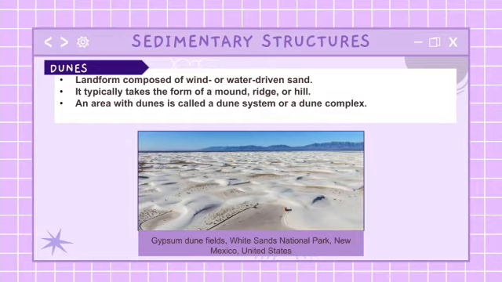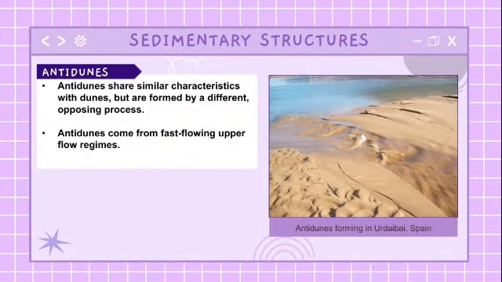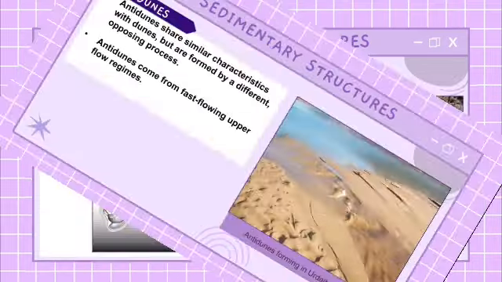An area with dunes is called a dune system or a dune complex. And here is an example of a dune. Next is anti-dune. Anti-dunes share similar characteristics with dunes, but are formed by a different opposing process. Anti-dunes come from fast-flowing upper flow regimes. So, here is an example of anti-dunes.